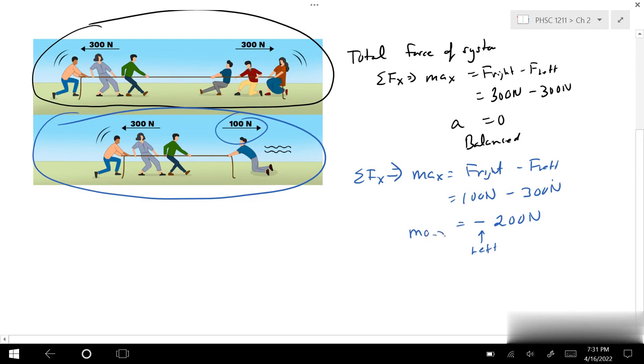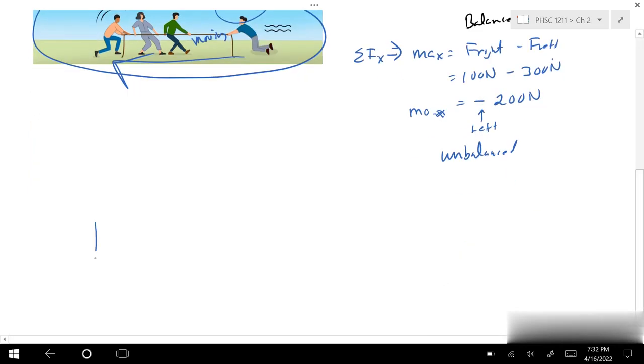Remember the graph pictures that we were doing? So our mass times our acceleration is a net force of 200 newtons to the left. So we were unbalanced. And if we knew the masses, then we could find the accelerations and so forth. But we know that this whole system is going to be moving with some acceleration to the left. And here, they're not moving. And here, they're going to be moving. Okay? So this is a great introduction to are you balanced or unbalanced.